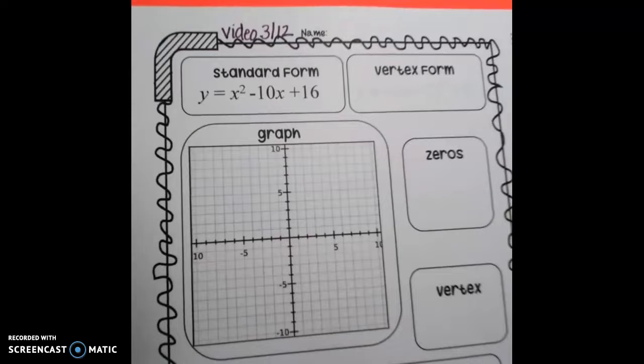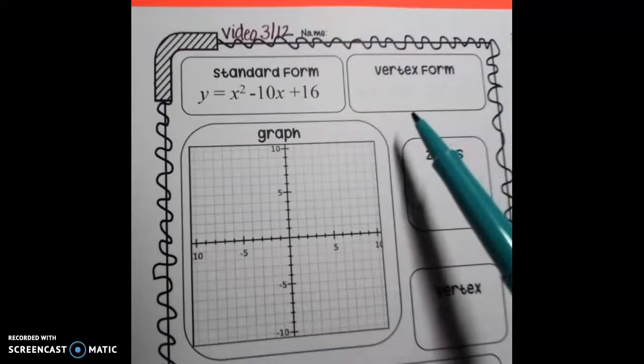All right, so hopefully this will help you with today's assignment. It is, again, more review. We've got some characteristics. We've got some converting between forms.